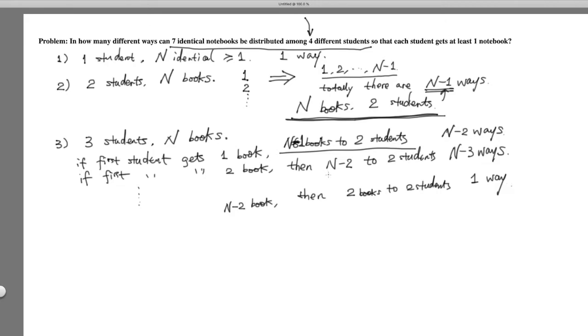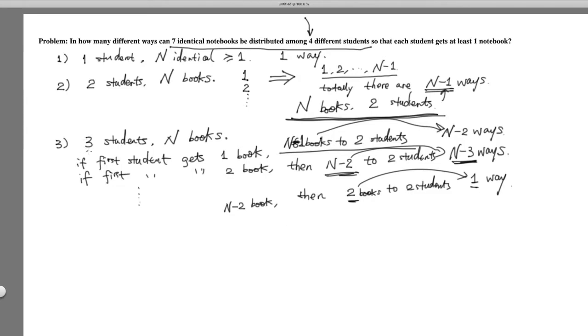Notice that there's this pattern going on. If there are n minus 2 books, there are n minus 3 ways to give it to two students. If there are 2 books, there is 1 way. So the difference always is 1, right? That's a way of checking your answer.